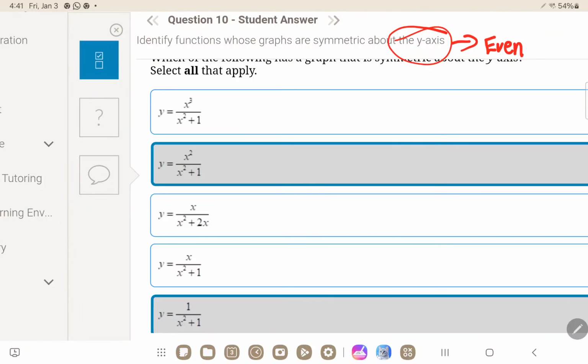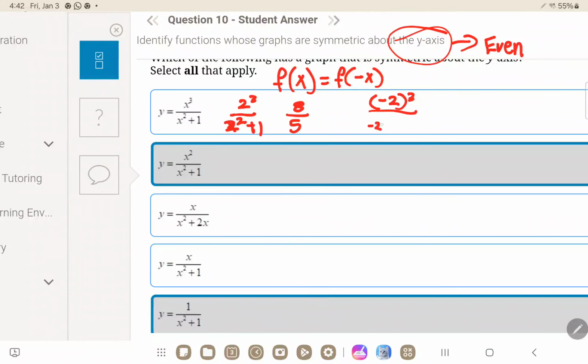So for an even function, if you put x or negative x, you should get the same answer. So f of x is the same as f of negative x. Let's try it. 2 cubed over 2 squared plus 1 equals 8 over 5. Is it the same as negative 2 cubed over negative 2 squared plus 1? Here you get negative 8 over 5, making this an odd function, definitely not even. So this is wrong because it's odd.